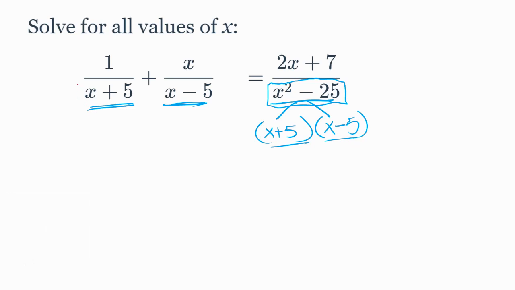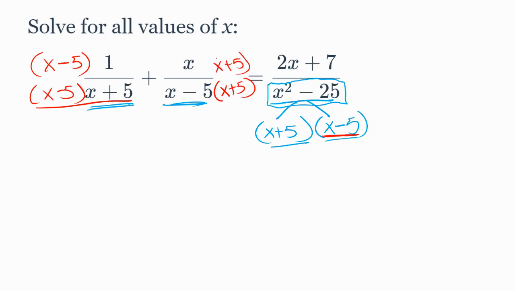So we've got to work through and multiply each of these fractions on the left by their missing part of the denominator. So this x plus 5 needs an x minus 5 multiplied to the top and bottom, to multiply that by the 1 that makes the denominators common. And then the x minus 5 needs an x plus 5 multiplied to the top and the bottom, so that it now has the common denominator with both products.